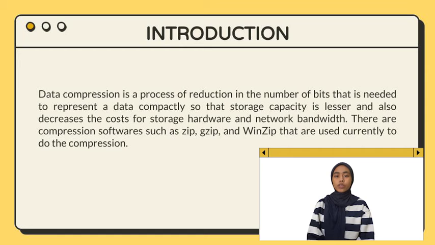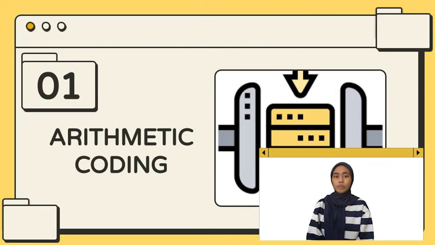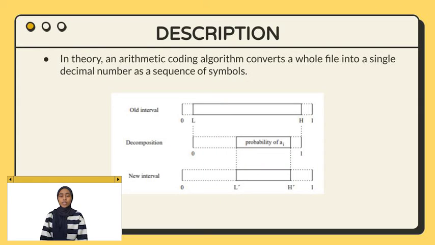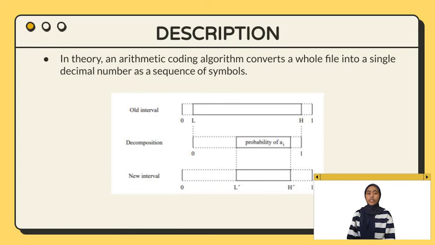For our project, we will introduce 4 techniques which will be covered by my team later. But for my part, I will explain a little bit about arithmetic coding. Arithmetic coding is almost similar to Huffman coding, which both convert a whole file into a smaller number, a single decimal number, as a sequence of symbols. The only difference is arithmetic coding allows fractional bits to be used.